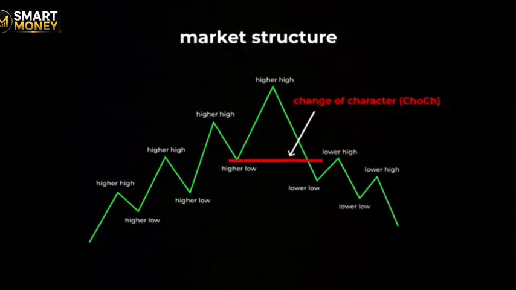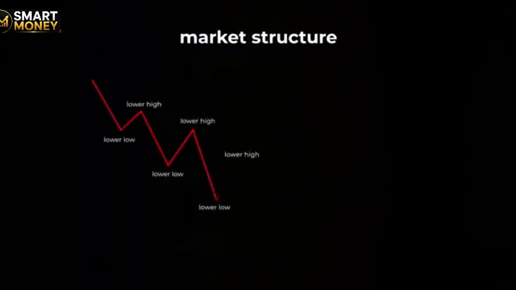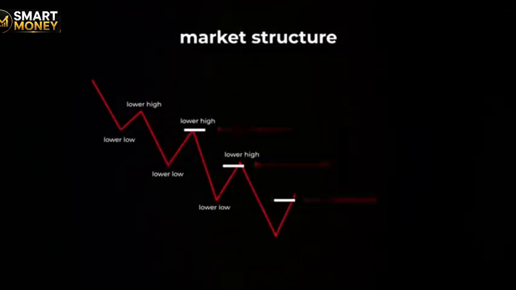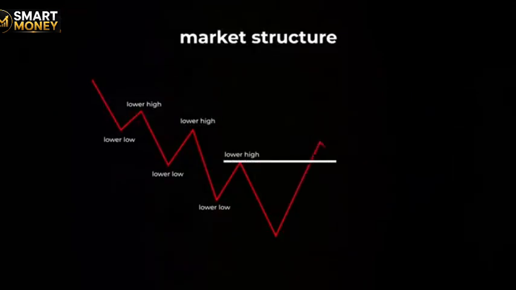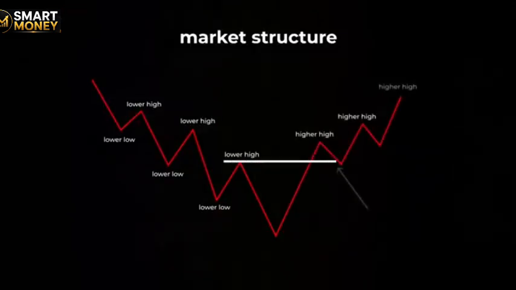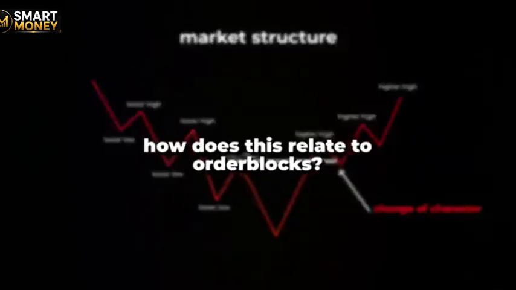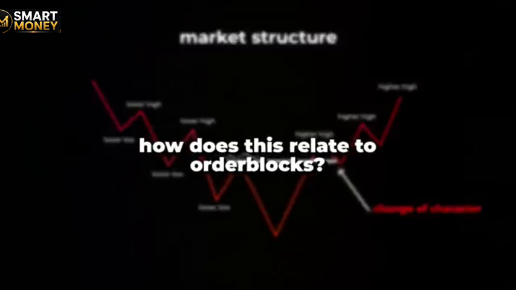During a downtrend, the price forms lower highs and lower lows. When the previous lows are broken, this is now referred to as a break of structure. In the future, if the price breaks the previous highs and forms higher highs during this downtrend, that's called a change of character, because the price shifts from a downtrend structure to an uptrend structure. So that was a quick overview of what a break of structure and change of character are. Now, how does all of this relate to order blocks?